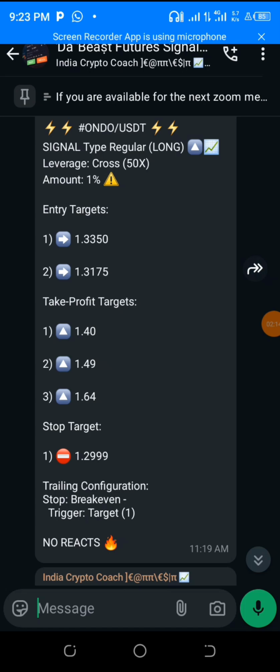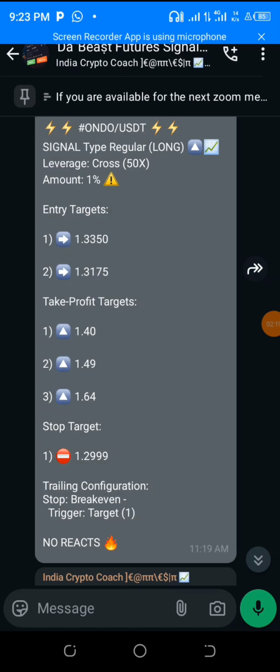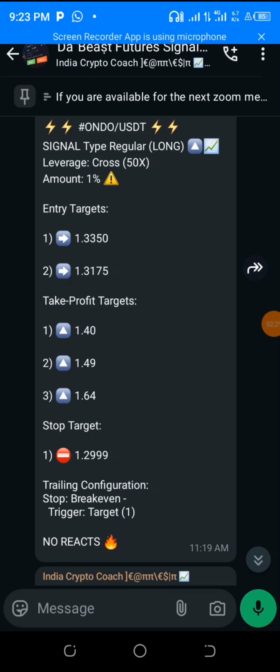If you meet the price above 1.335, for example, you meet the price at 1.45, don't enter that trade. Know that you have already missed the trade. If you enter that trade, it might take you down and you might end up losing your capital.